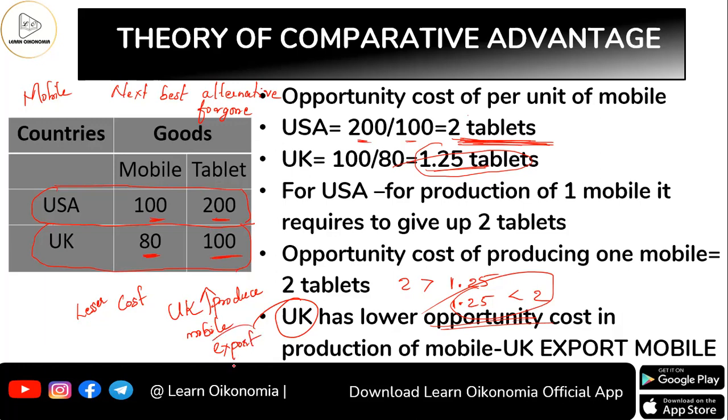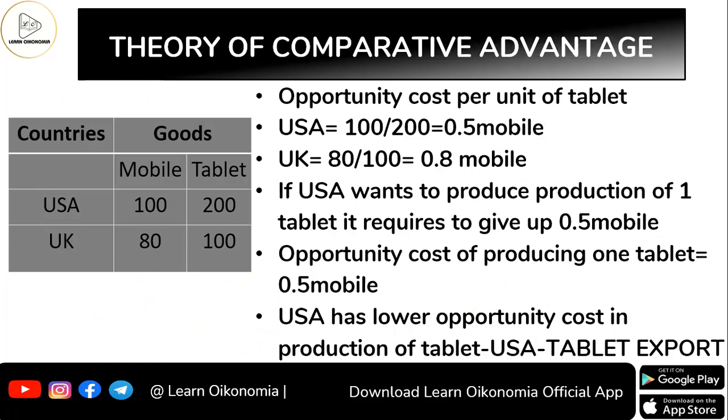So it can both increase its production as well as export mobile phone. This is the case with the UK scenario by going for the opportunity cost analysis. So what about the other context? Now we are moving on to the opportunity cost per unit of tablet.